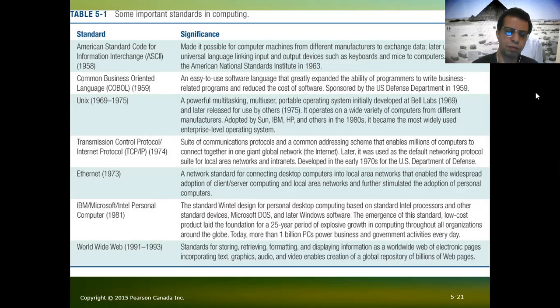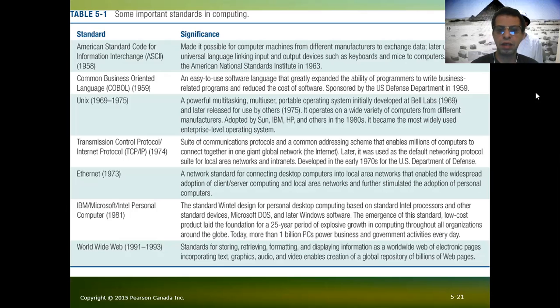In the old days, PCs made by IBM weren't similar to the PCs made by other companies, but now they are pretty much the same. Now COBOL is a very old course that you take in the first year of university, Pascal and COBOL.